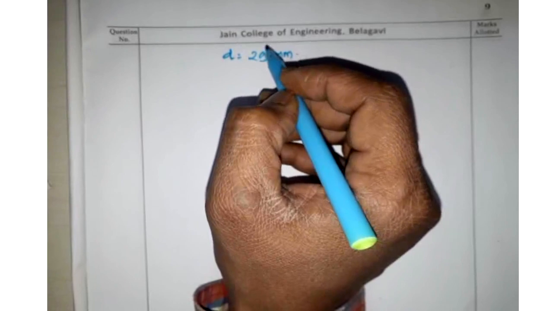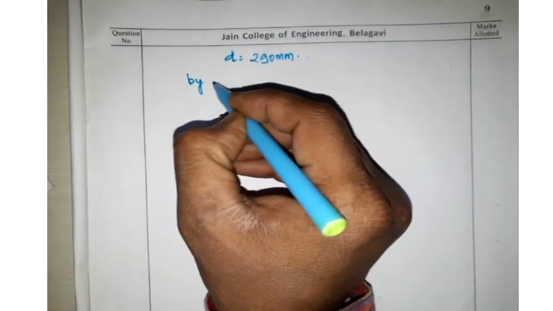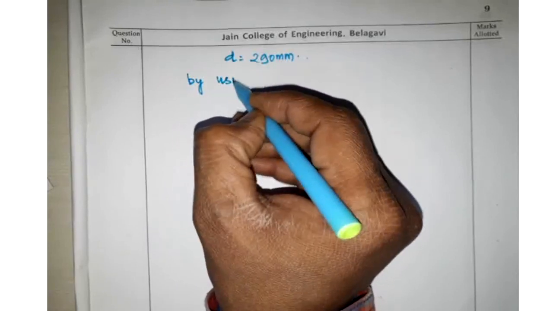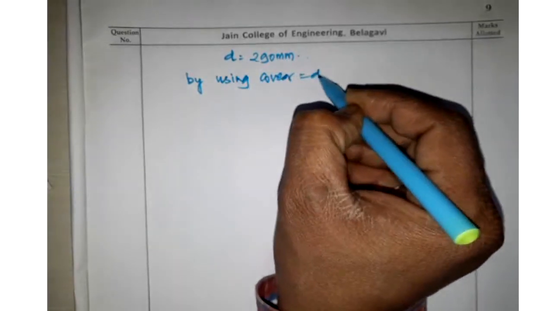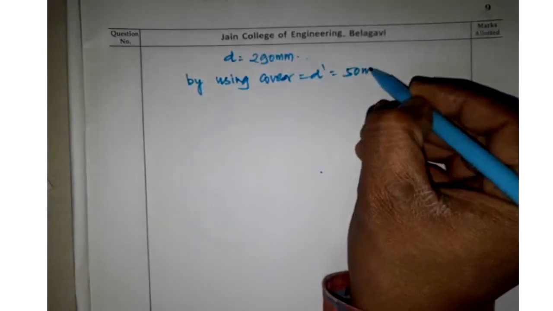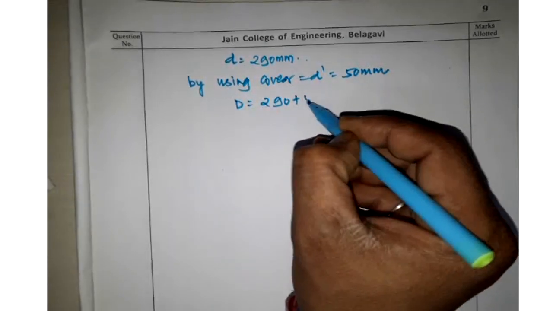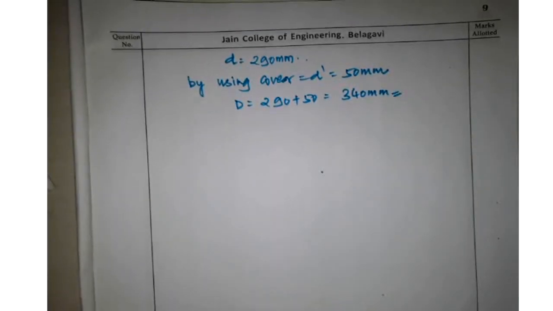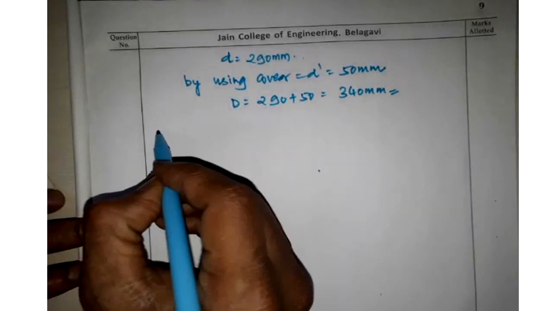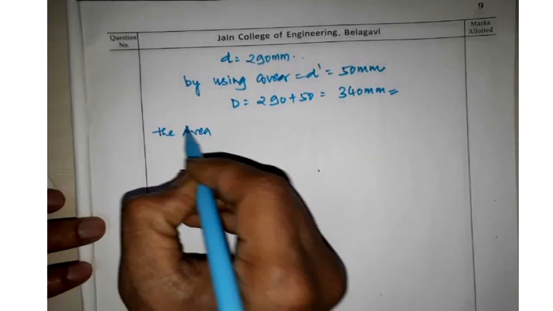And by considering the cover, that is the effective cover, what I can say, that is d dash 50 mm. Okay, so the total depth will be 290 plus cover 50, so it will be 340 mm. Okay, 340 mm. For shear consideration we have increased. Okay, next we have to go for the area of reinforcement.